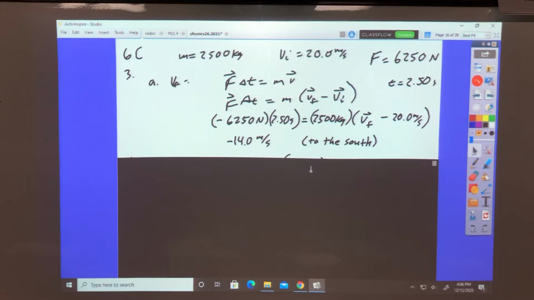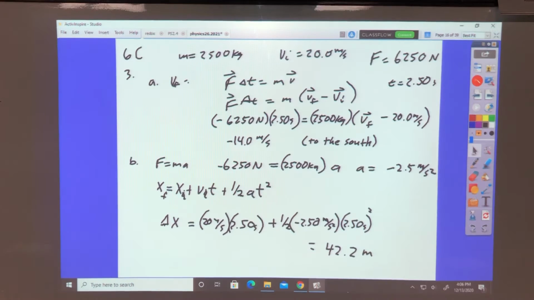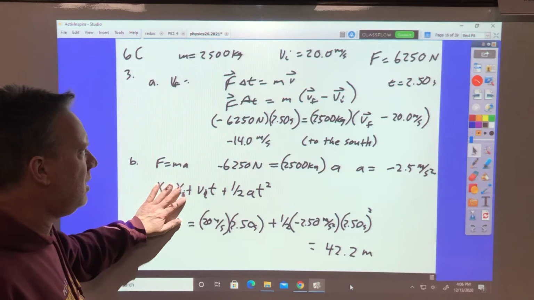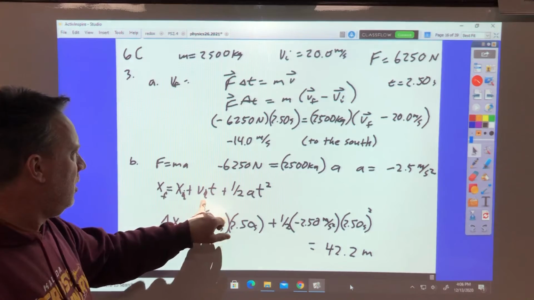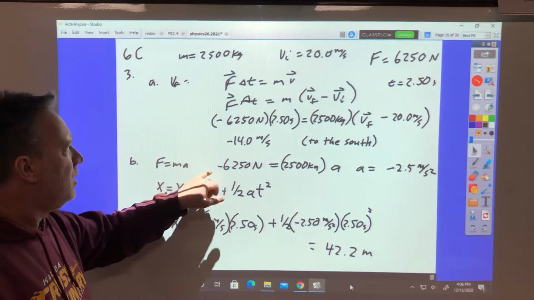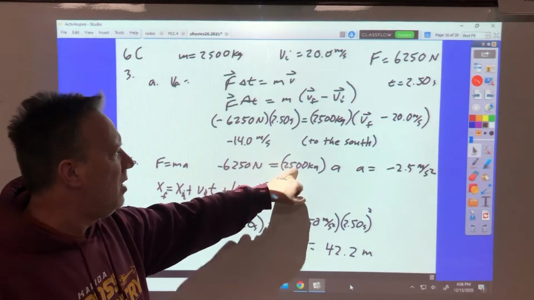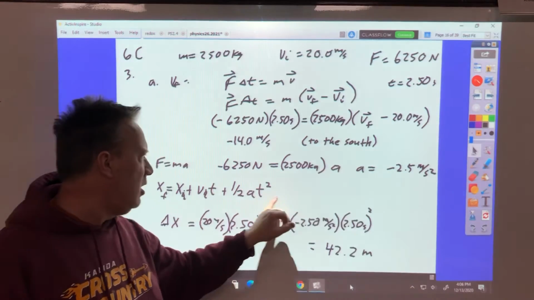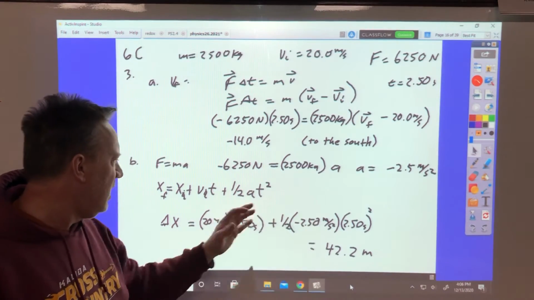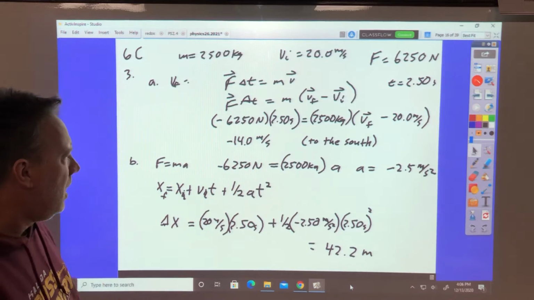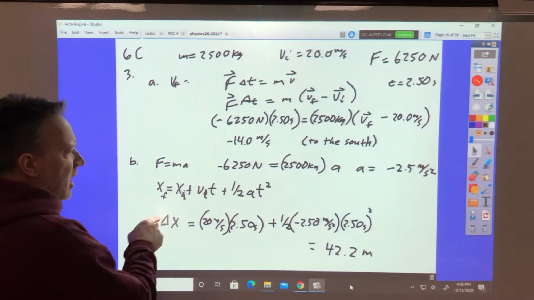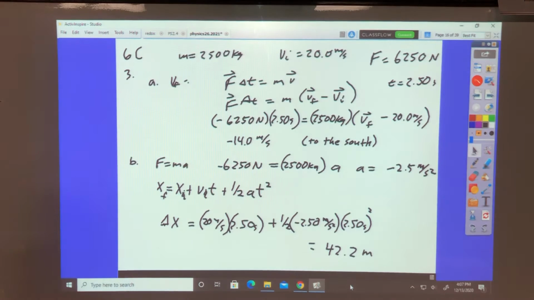And then B, how far does the car move during the 2.5 seconds? We're back to the same solutions. The difference is that this one's a little easier to use what you're used to. I just took the 6,250 and 2,500 kilograms and used F equals ma and found A. And then you've got A and T and V, so this is real easy to do. The change in X comes out to be 42.2 meters.